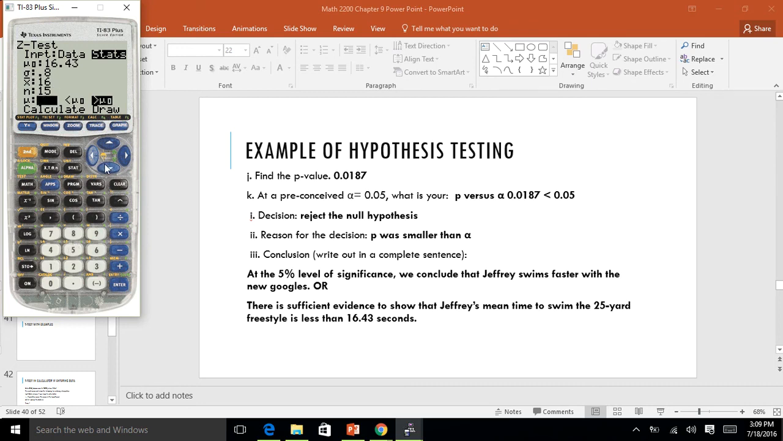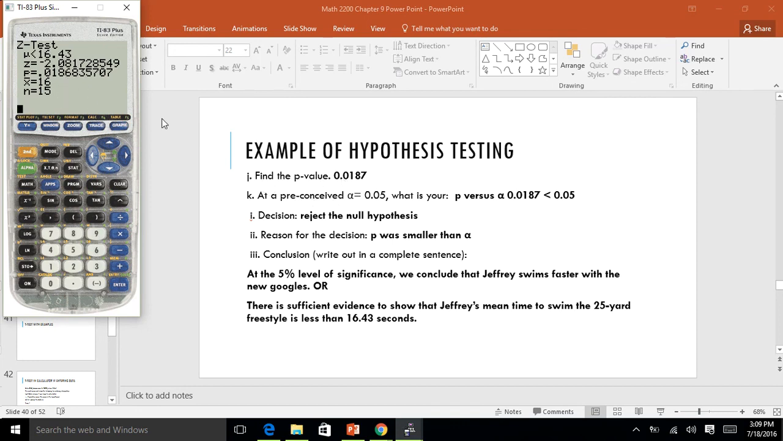My alternative was a less than, so I'm going to hit that and enter. It blinks, and by blinking it shows that you've selected it. Hit calculate and then hit calculate again. Okay, so I got a few things. I got my z-value, my p-value, sample mean, and my sample size.